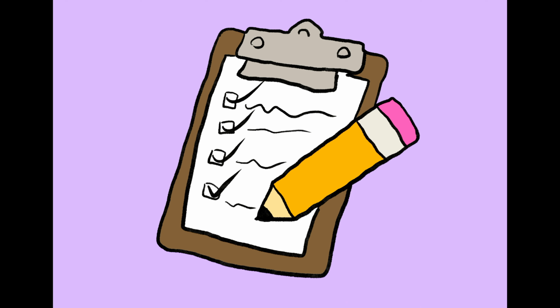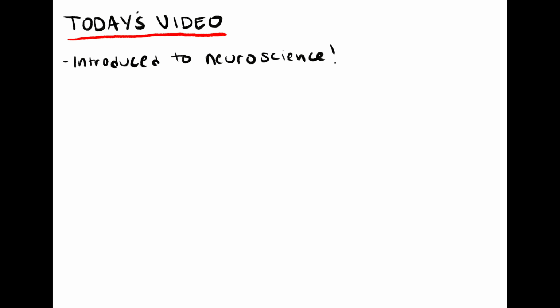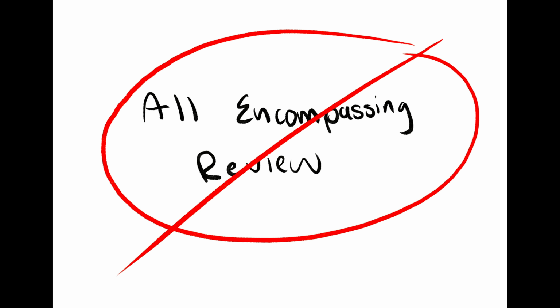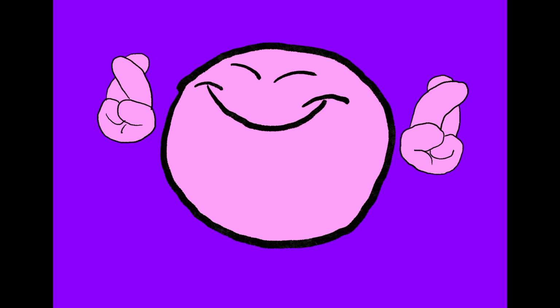All right, that about does it. In today's video, we got introduced to the field of neuroscience, got a brief overview on the divisions of the brain, and covered the structure of neurons and how they communicate. Now, this is in no way an all-encompassing review. Many spend months going into much deeper detail on the topics discussed today. That being said, I hope this provided a good foundation for you as we begin to dive deeper into the special interest topics.